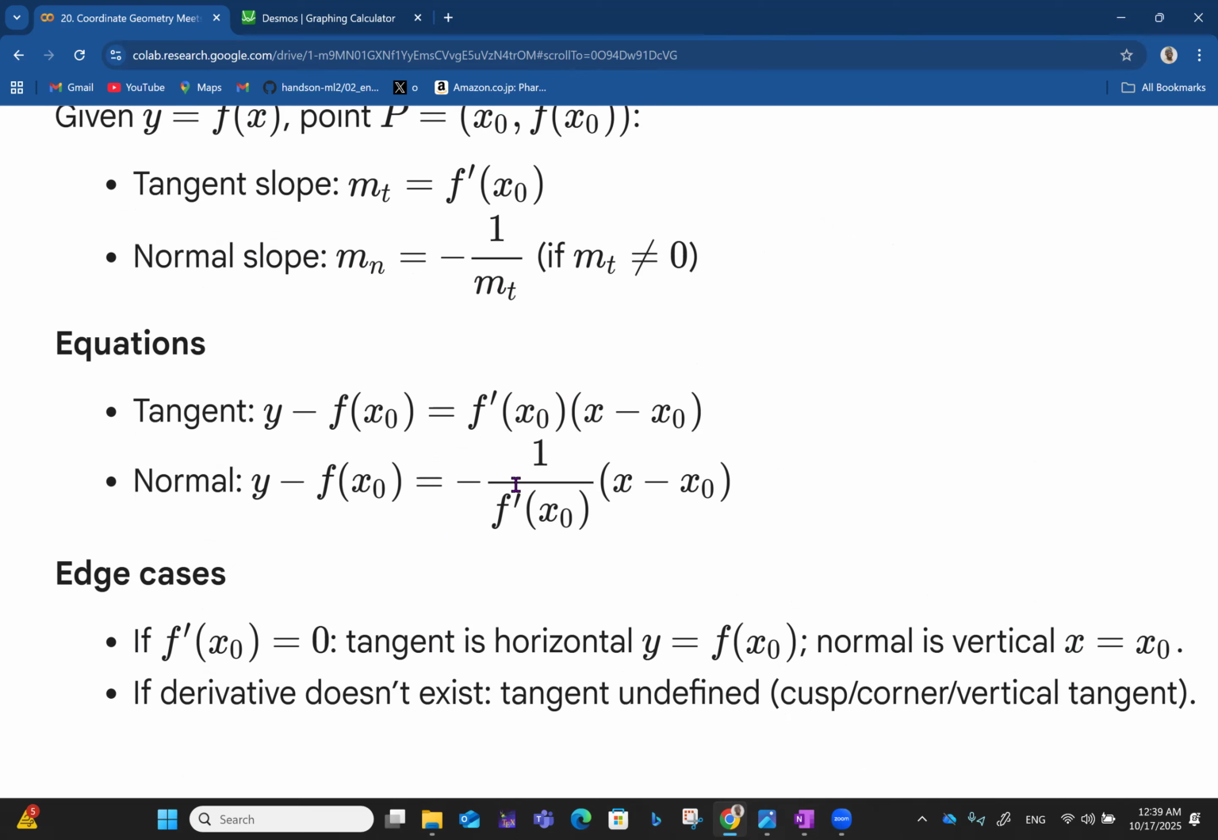That's the equation in that case. But for the normal, it will be y minus f of x naught equals minus the inverse of this, that's 1 over f prime of x naught, into x minus x naught. So those are the differences. Only the slope is different, basically.